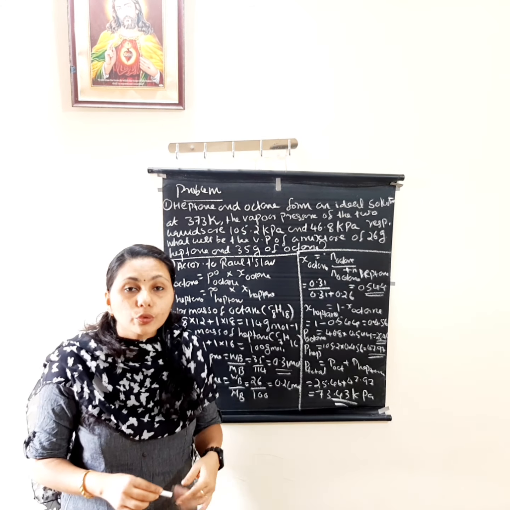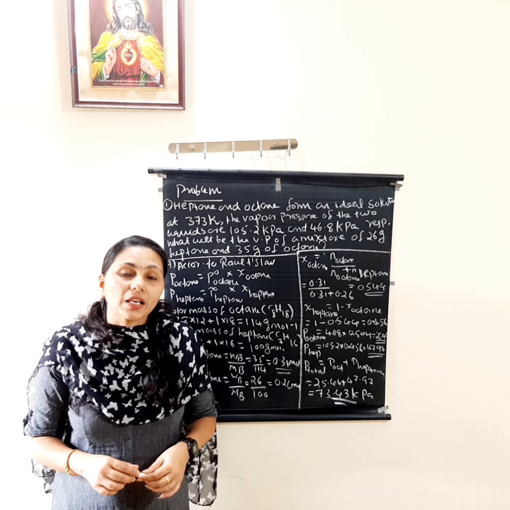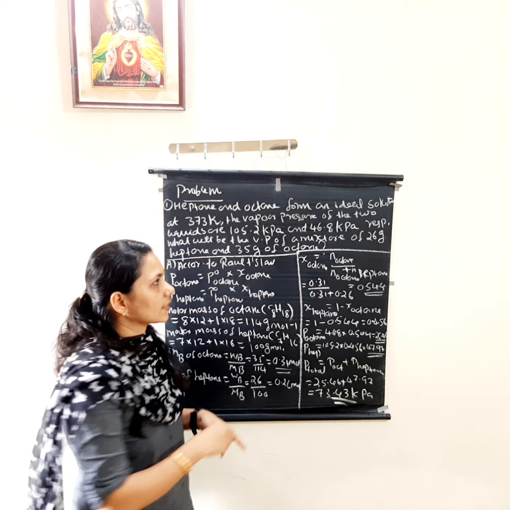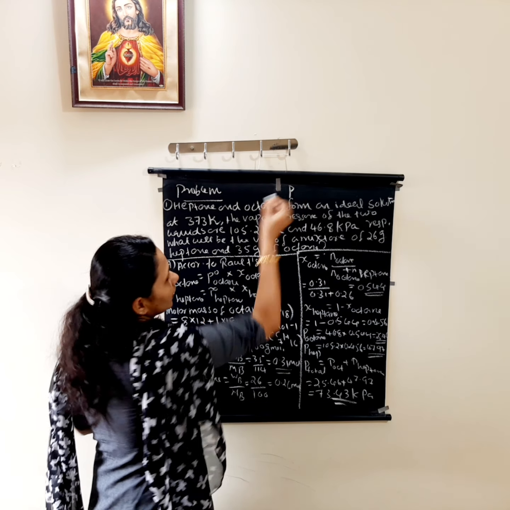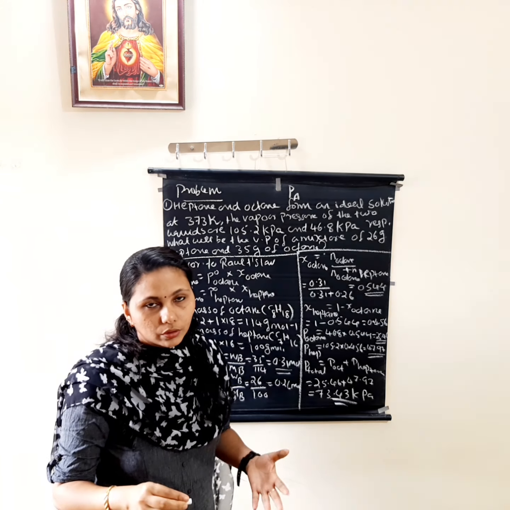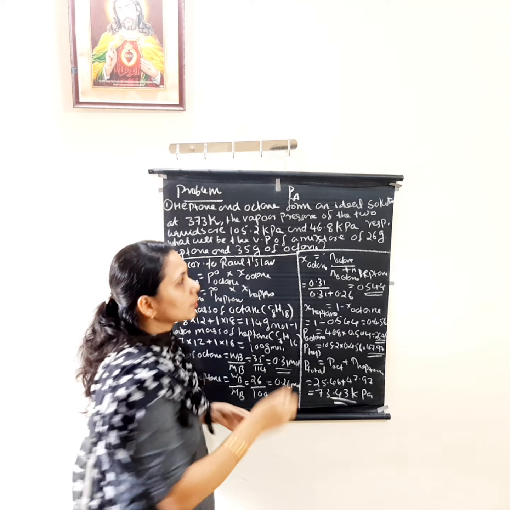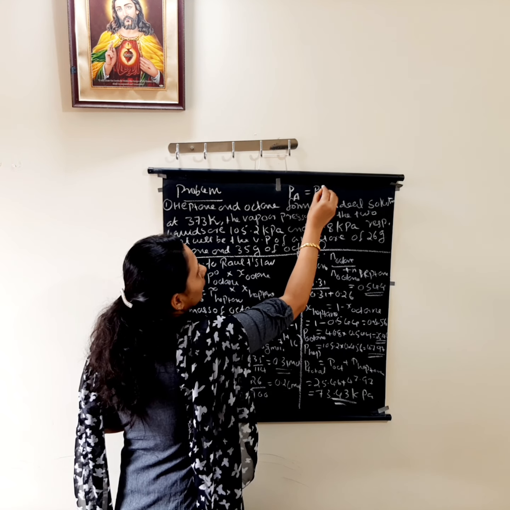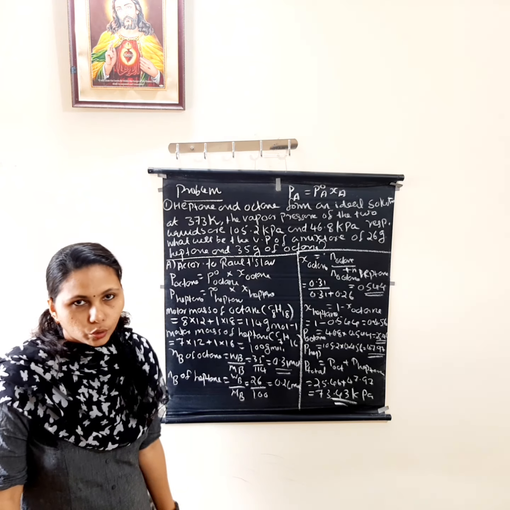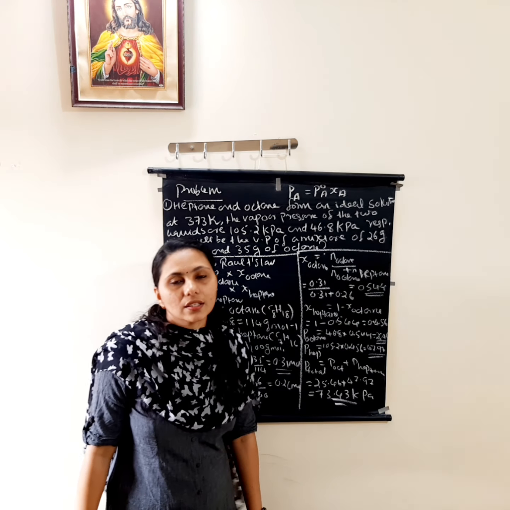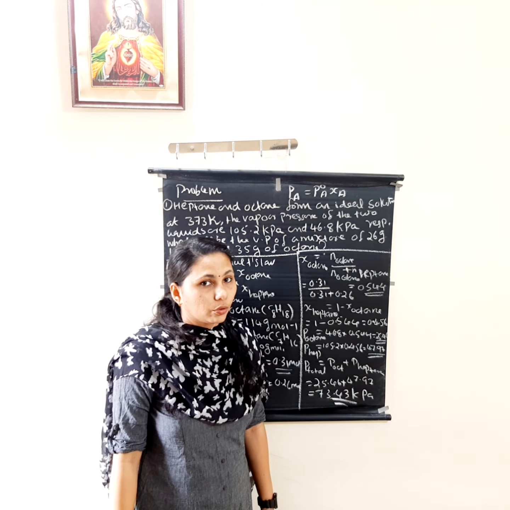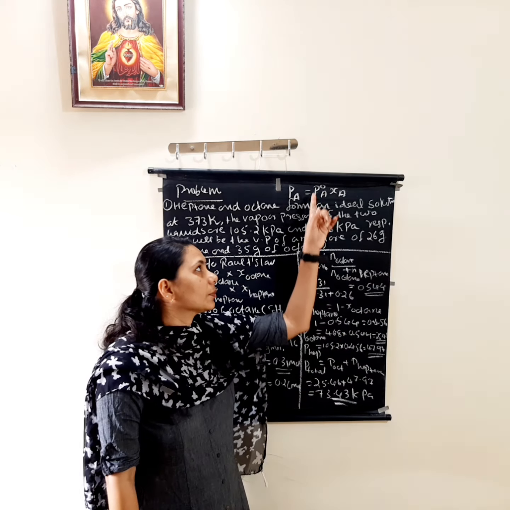In a mixture of two volatile liquids, the partial pressure of a component is directly proportional to its mole fraction, and we know its mathematical expression. Partial pressure of A, suppose A is one component in the mixture, P_A equals P0_A into X_A, where X_A is the mole fraction of component A and P0_A is the vapor pressure of the pure component. That is why P0_A.